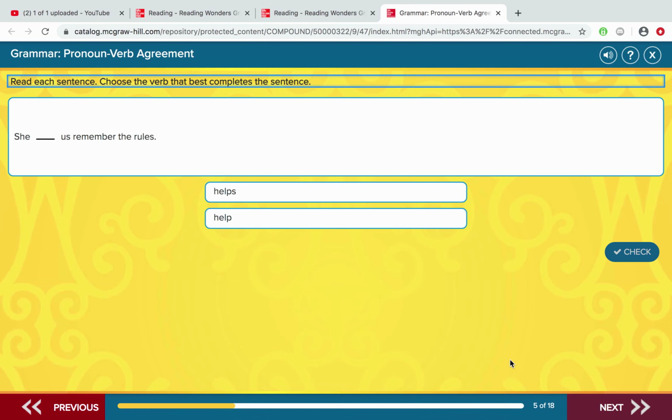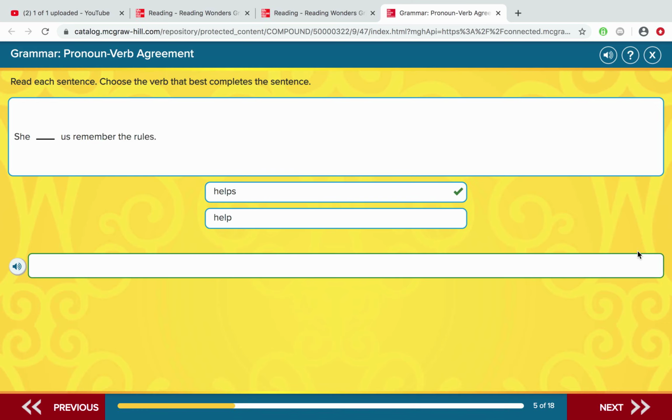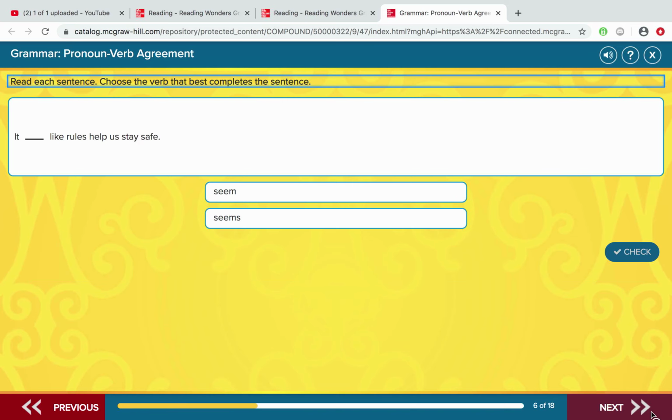Take a look at this one on your own. She blank us remember the rules. The verbs are helps or help. If you're not sure yet, try each one and what sounds better. She helps us remember the rules, or she help us remember the rules. All right. She helps us remember the rules. Fantastic! Add an S to the verb when the pronoun is she, he, or it.